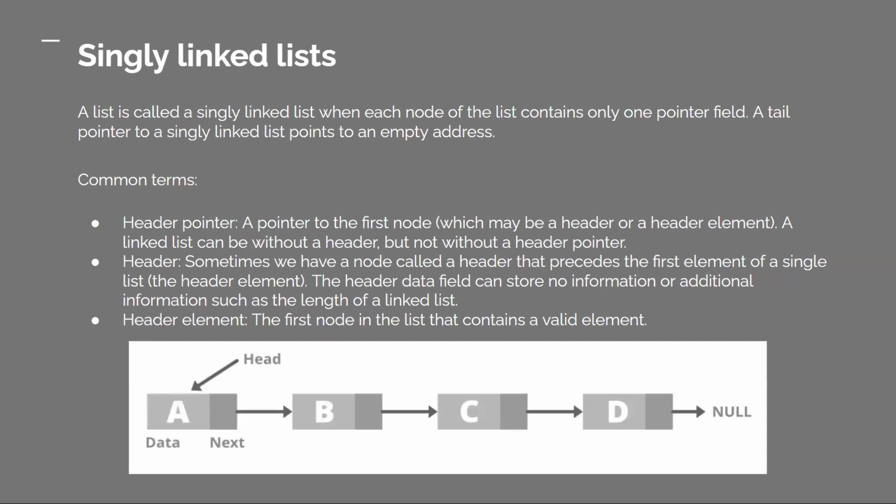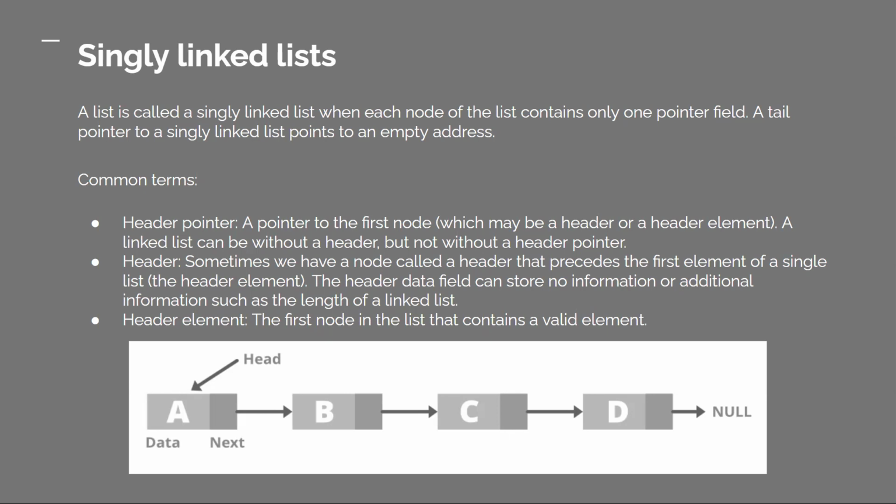Singly linked list. A list is called a singly linked list when each node of the list contains only one pointer field. The pointer of the last node of a singly linked list points to an empty address. Common terms. A head pointer, a pointer to the first node, which may be a header or a head element. A linked list can be without a header, but not without a head pointer.